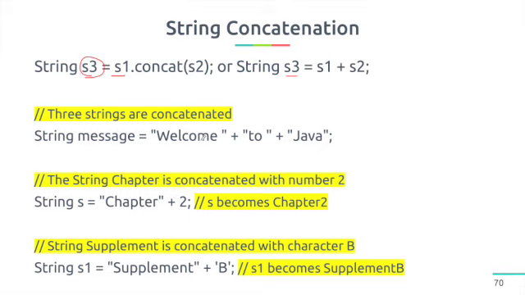Here, if we have an example, we want to concatenate "Chapter" with the number 2 and store it as a string. We will use the String data type: s = "Chapter" + 2, and this will store it as a string in the variable s. And here it will concatenate "Supplement" with the character B and store it as a string in s1.